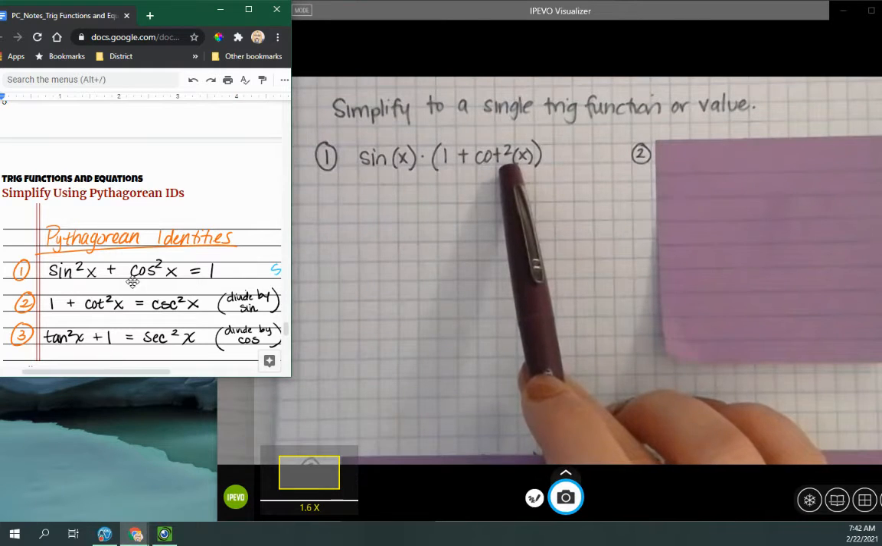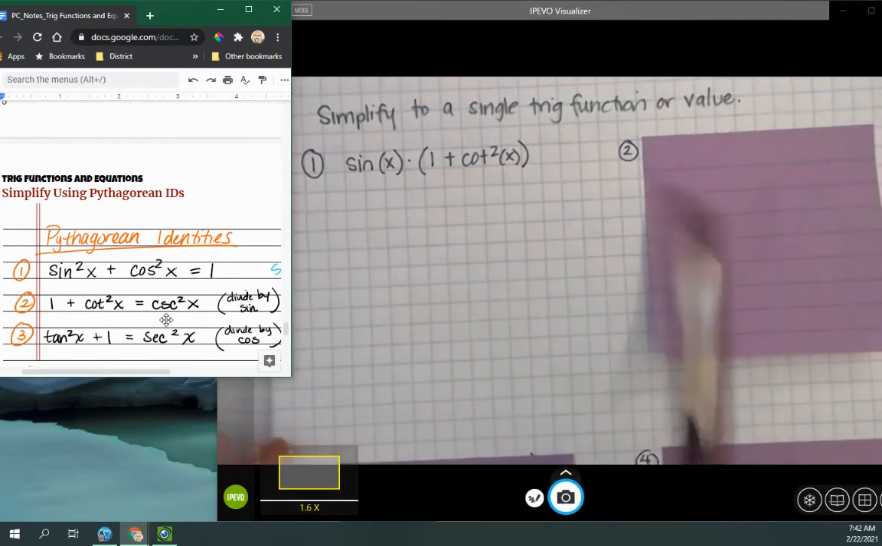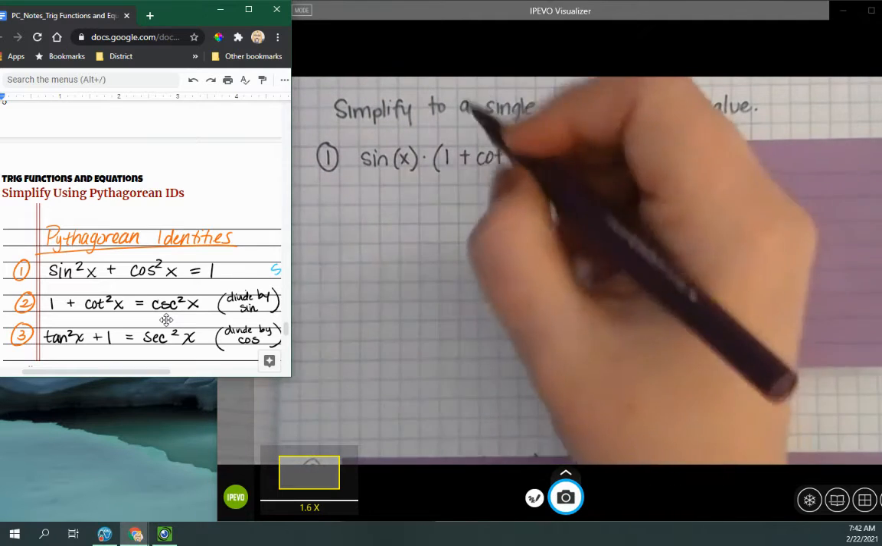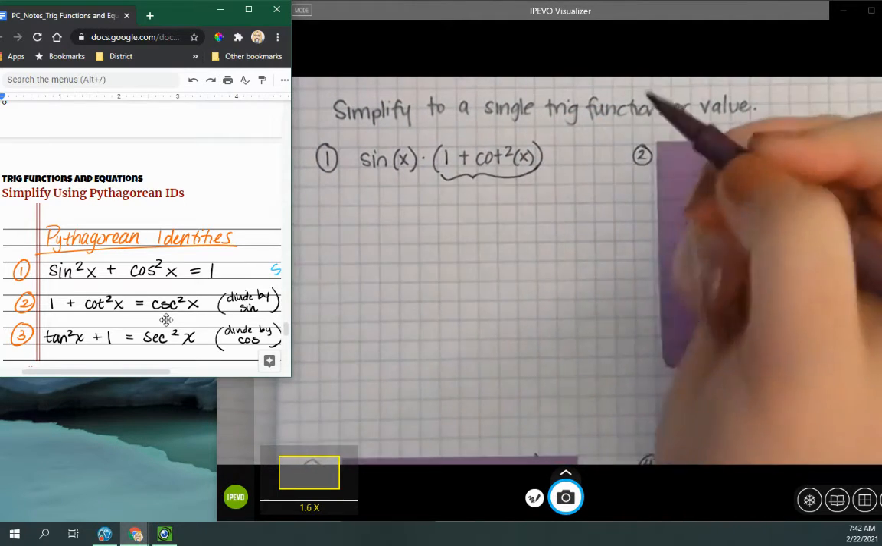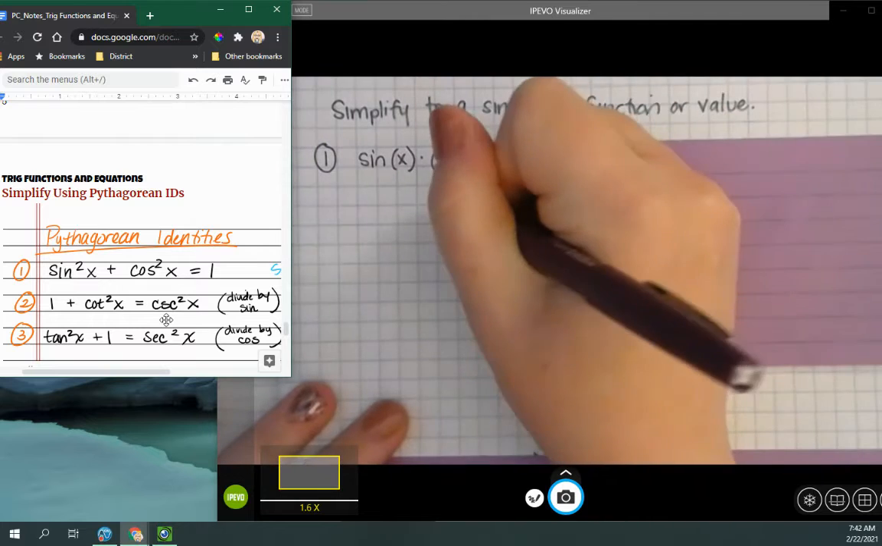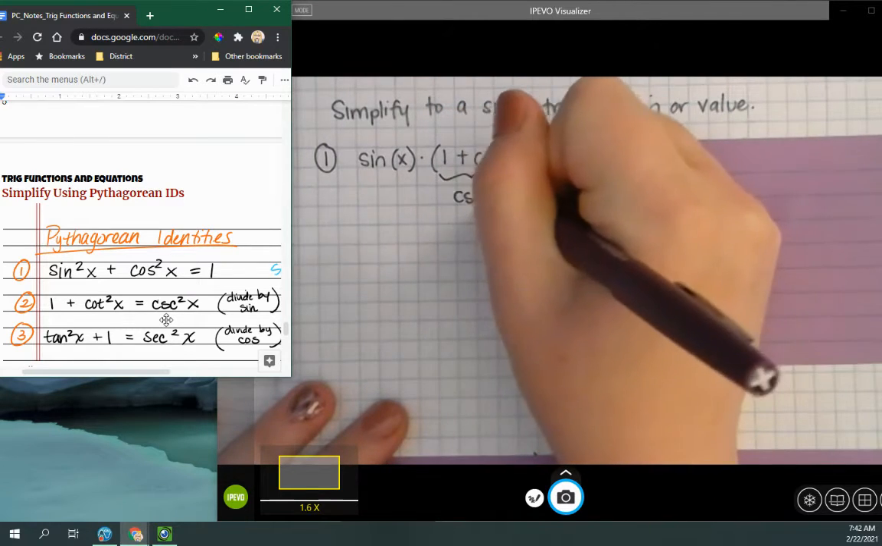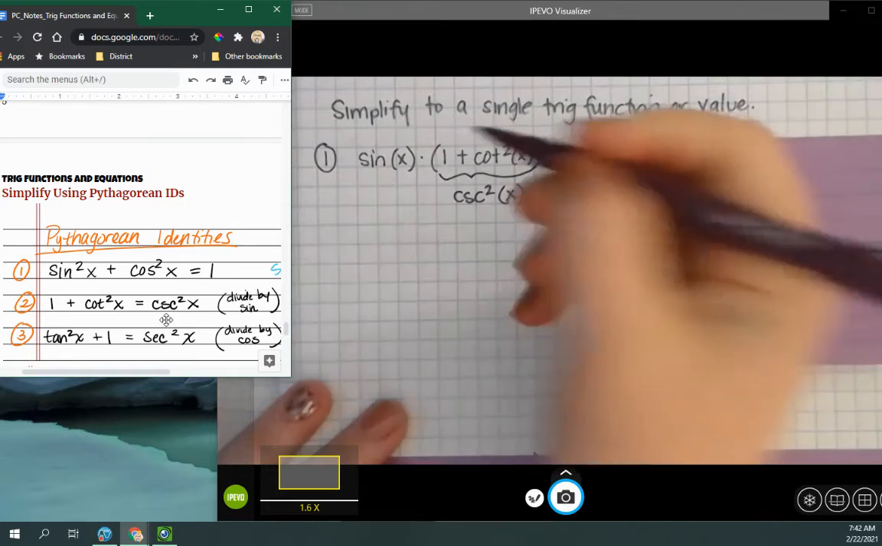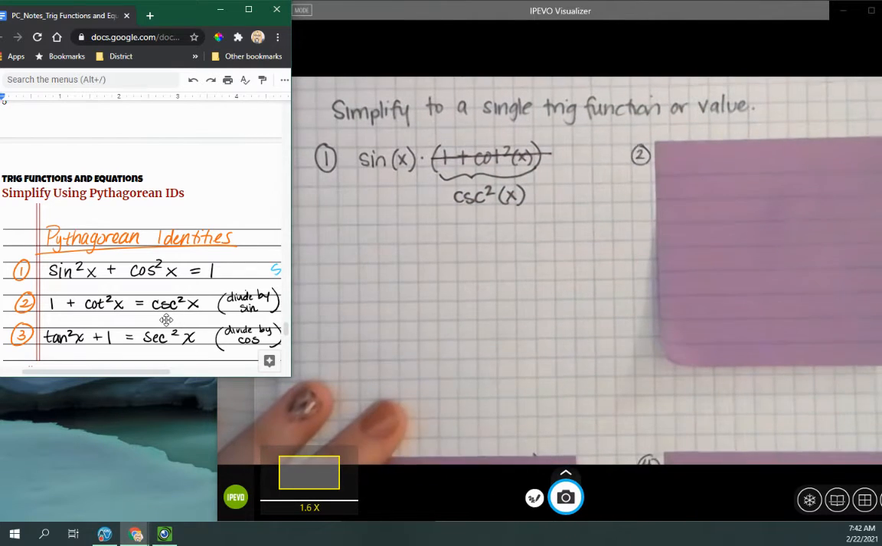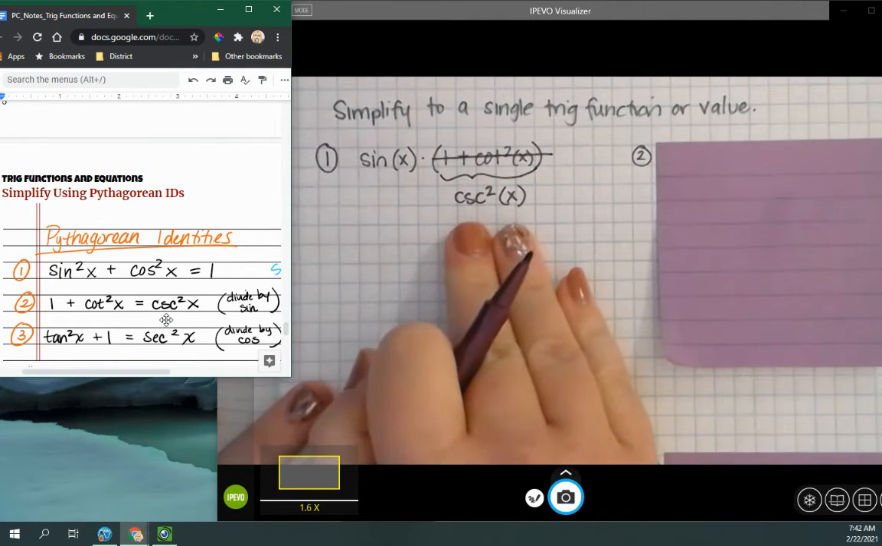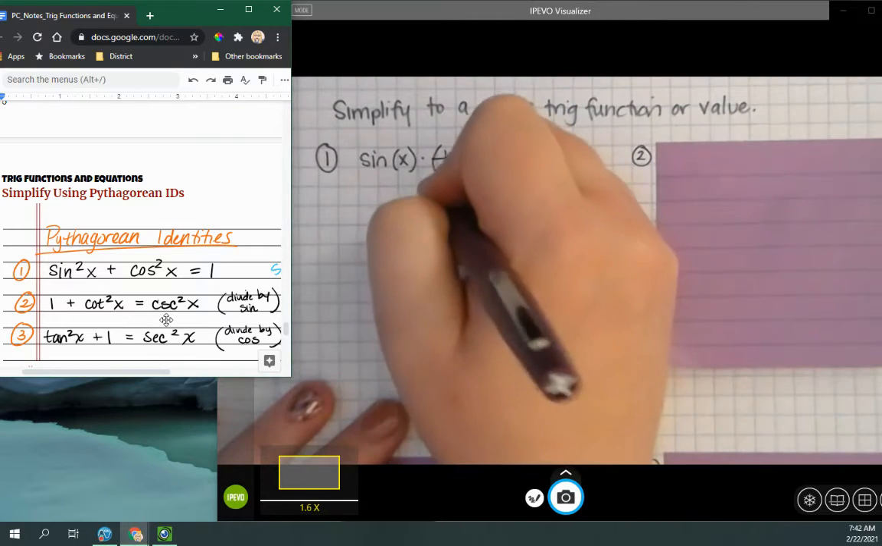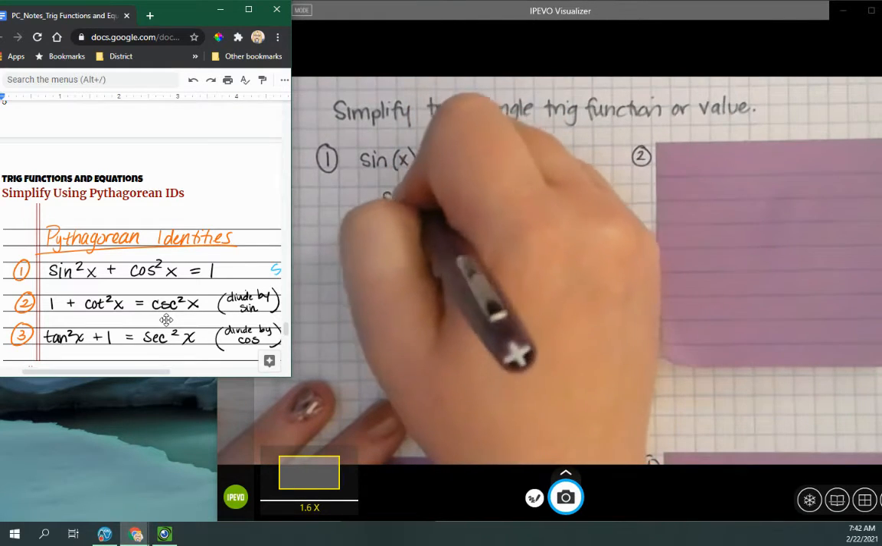If I look over at my formulas, noticing in number 2, 1 plus cotangent squared equals cosecant squared, and noticing that they are squared. So I have a 1 plus cotangent squared. I can now get rid of that 1 plus cotangent squared and instead substitute cosecant squared because it's the same thing. So now my 1 plus cotangent squared is gone. It has been replaced with cosecant squared, and it's still being multiplied by sine.